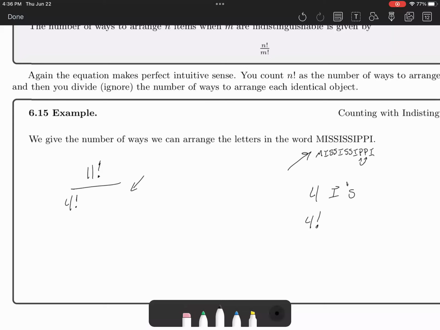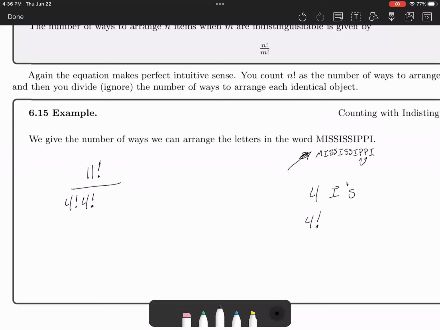What else do we need to ignore? I see repeating S's. In fact, we have 4 of those. 4 factorial of the 11 factorial arrangements confuse the position of those S's, and we can't tell the difference. So it does not give us a unique arrangement.